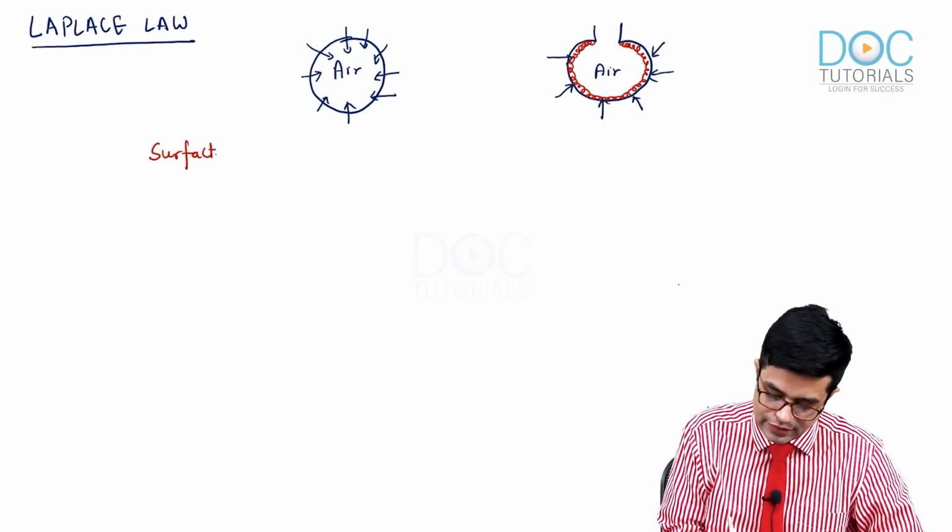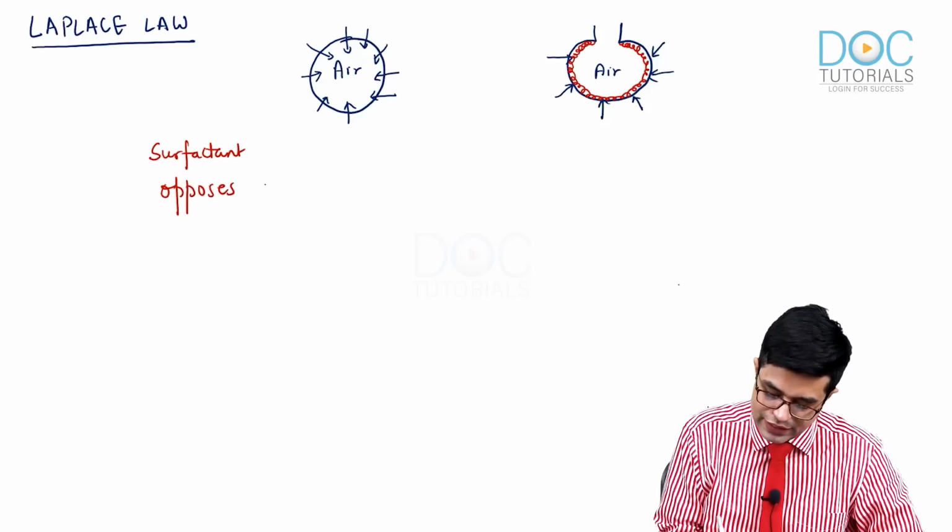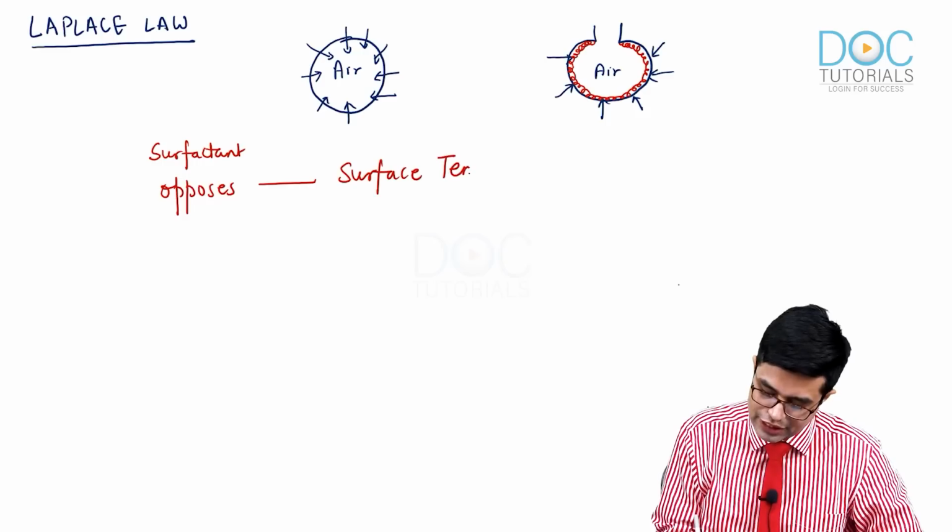Surfactant opposes surface tension in the alveoli. So it decreases the surface tension in the alveoli.